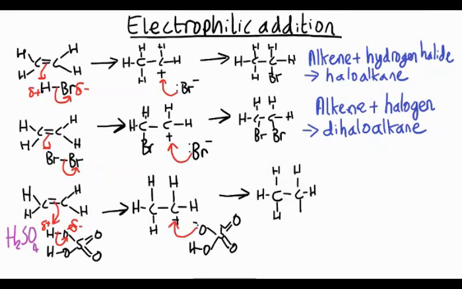So in general, when we take sulfuric acid and react it with an alkene, it also adds to the alkene, but in this case it forms an alkyl hydrogen sulfate. Alkene plus sulfuric acid gives alkyl hydrogen sulfate.